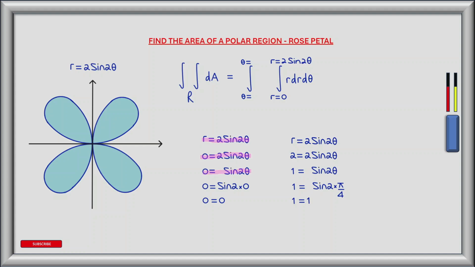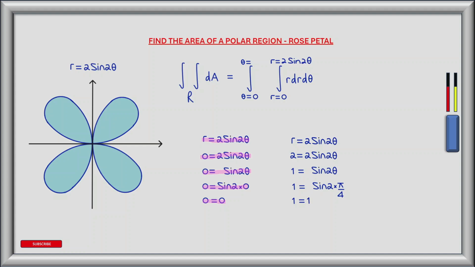We then ask the sine of what angle when multiplied by 2 gives 0. The answer to that is 0. So our lower limit of integration is where theta equals 0. We also saw that when r was equal to 2, 1/2 of the petal had been plotted.